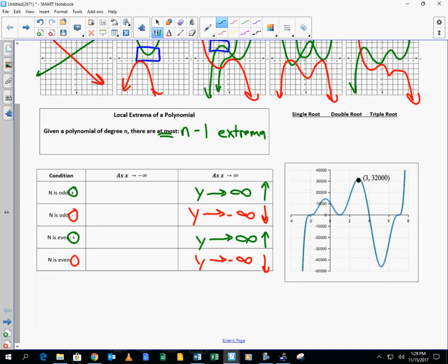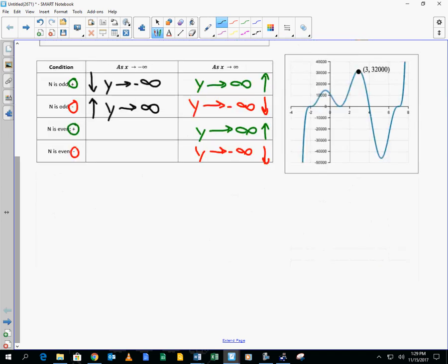If it's odd, that means it starts in the opposite direction. So y goes towards negative infinity. And again, it's odd, so it's going to start in the opposite direction. So now it's going to start up. So y goes towards positive infinity. But if they're even, then they start and end the same. So if it ends going towards positive infinity, it will start going towards positive infinity. And if it ends going towards negative infinity, it will start going towards negative infinity.